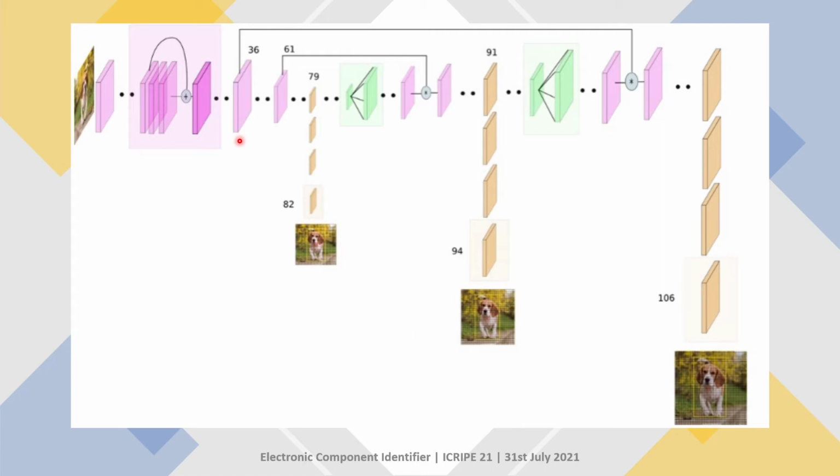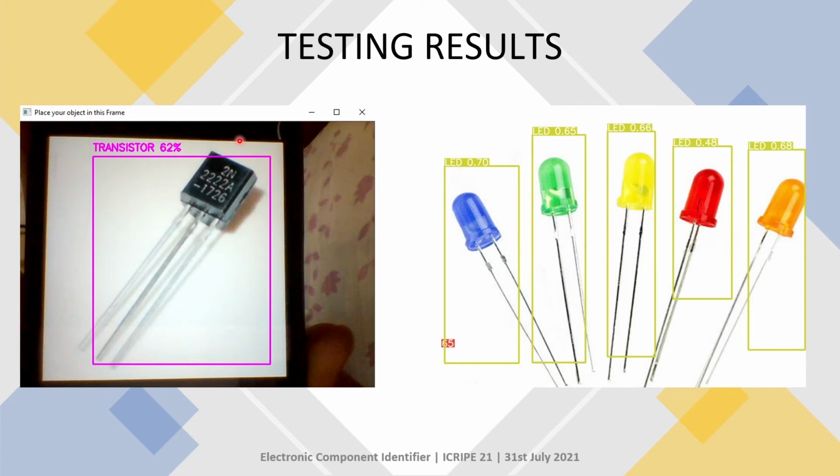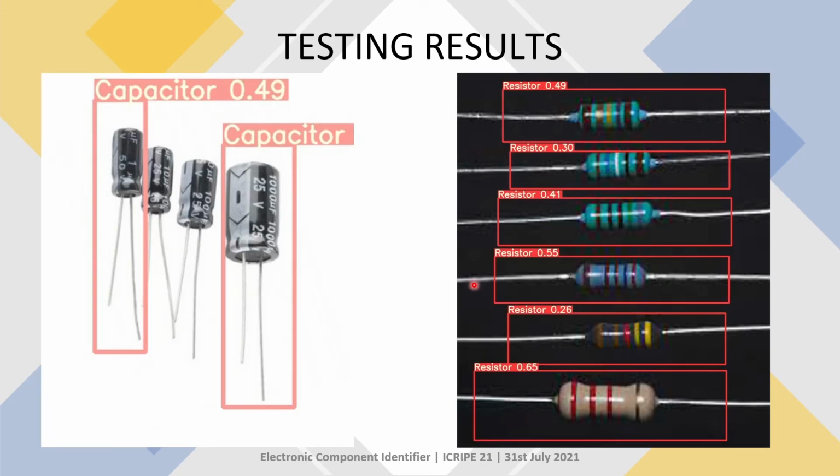Now here are some testing results. As you can see, in this image a transistor was inputted into our YOLO model, and at the output we got a box saying that this is a transistor with 62% accuracy, stating that there is a 62% chance that this component is a transistor. Similarly, various images of LEDs have been tested. Same for capacitors and resistors as well. As you can see, different values: at 49% our model says this is a resistor, at 30% that this is a resistor.